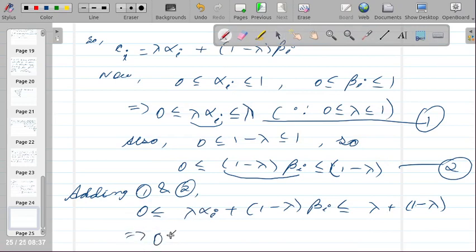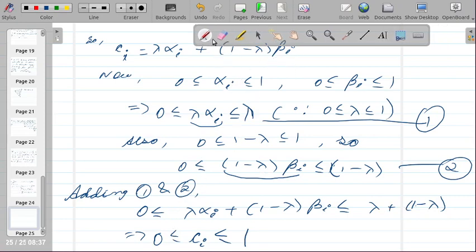That means 0 less than or equal to ci less than or equal to, so if I add lambda with 1 minus lambda I get 1, okay. So each scalar lies between 0 and 1, okay, this is what we have shown actually. Here ci was for all i equal to 1 up to r, okay, got it.